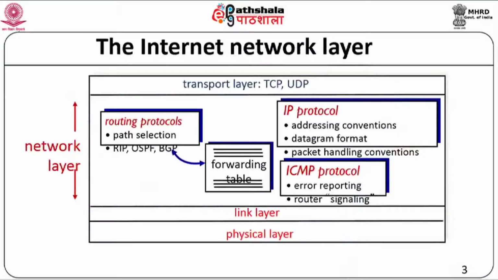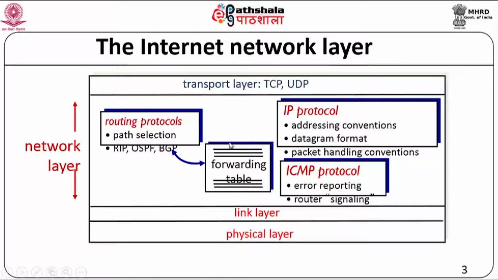If you look at the entire network layer stack, you can see that there are a number of protocols at the network layer. Predominant of them is of course the IP protocol, which is the forwarding protocol. In addition, there are other protocols used for routing purposes, for path selection, examples of which are RIP, OSPF, BGP and so on, which are responsible for constructing the forwarding table used by the IP protocol. And there are also error reporting and signaling protocols, which is the ICMP protocol. You can look at this as a companion protocol for the IP protocol.